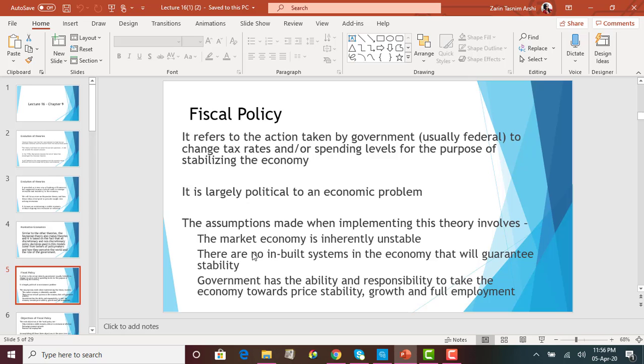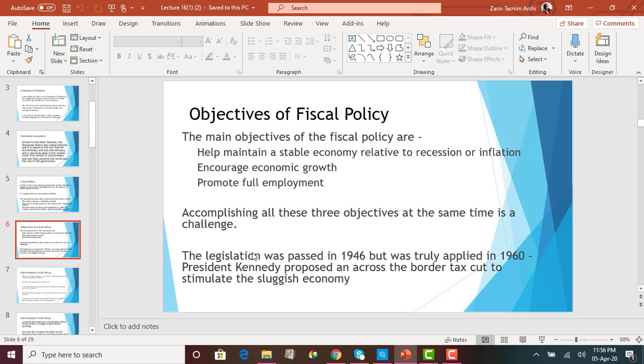Now, these were the assumptions. Now, what about the objectives of fiscal policy? The main objectives of fiscal policy are very similar to all the other types of policies, monetary policy or classical theory policies, but these are listed in your slide 6. Basically, the first is to help maintain a stable economy relative to a recession or inflation. Whenever there is a recession, we want to bring the economy back to a stable position, so we use fiscal policy. Another objective is to encourage economic growth, and a third objective is to promote full employment, so that everyone or most of the people in the economy have jobs.